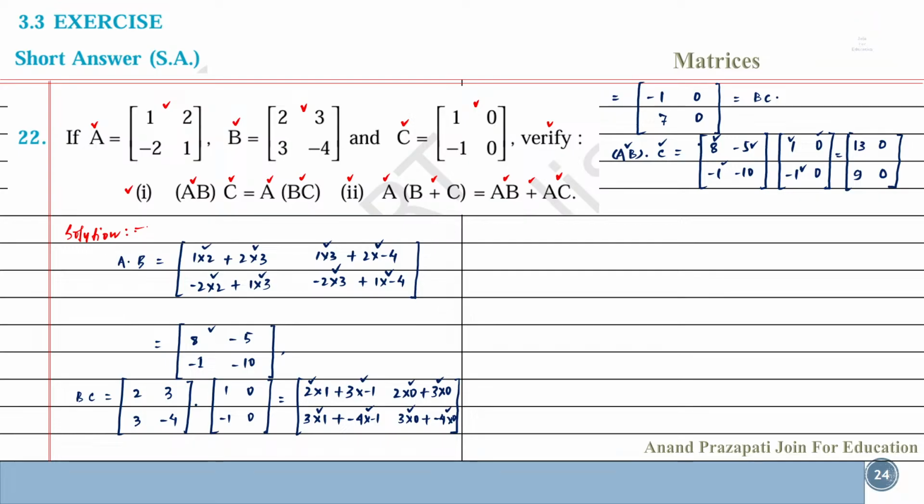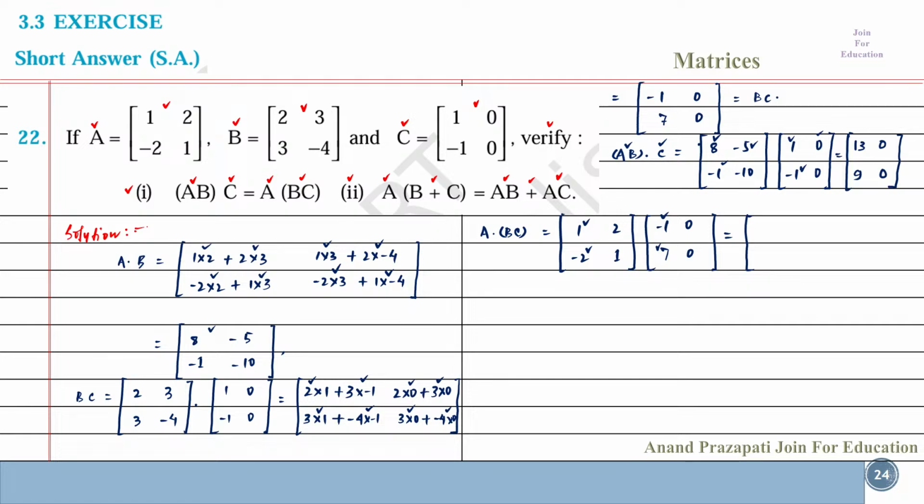Now we find out A into BC. So A into BC equal to the value of A is 1 minus 2, and 2 1, and B into C is minus 1 7, and this is the 0 0. So the multiplication of these two will be here 1 into minus 1 equal to minus 1, minus 2 into 7 equal to minus 14.